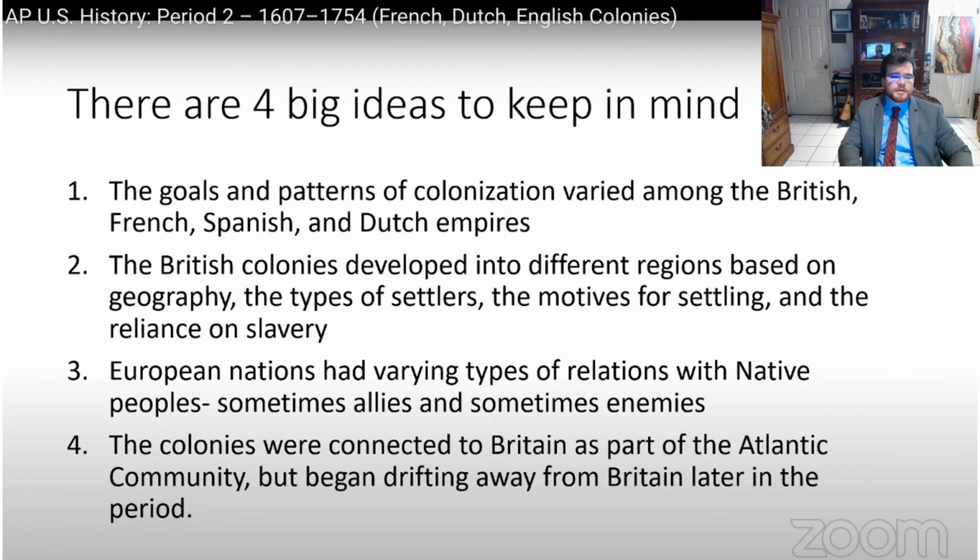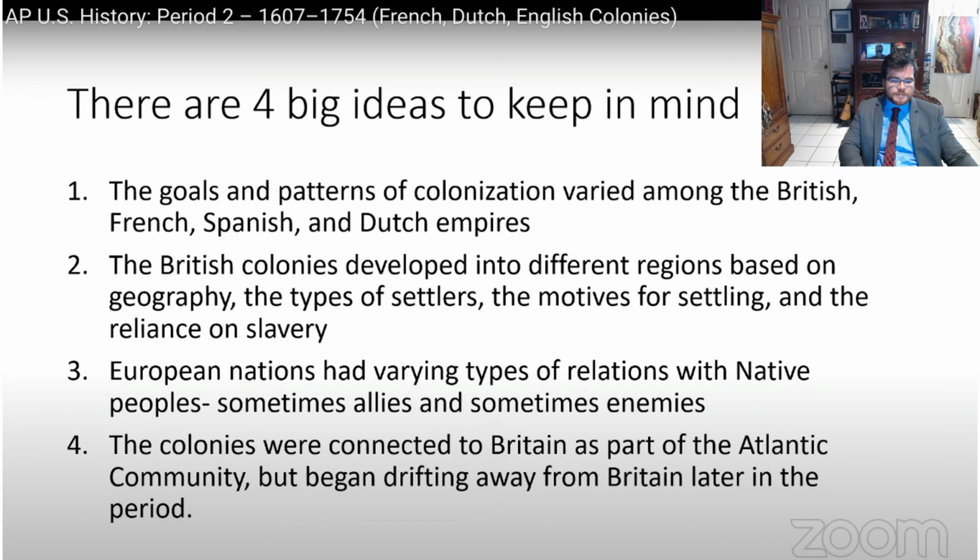Four big ideas to keep in mind. Number 1, the goals and patterns of colonization varied among the colonies, guys. There are going to be different patterns, different goals for colonization. In the British colonies, there's further variation, right? The key factor is climate, the environment. Different regions are going to have different environments, and different economies. The reliance on slavery is going to be more prevalent in the South because of plantation agriculture, for instance. The soil in New England is going to be rocky, so they're not going to grow a lot of crops. They're going to have more fishing, and more natural harbors.